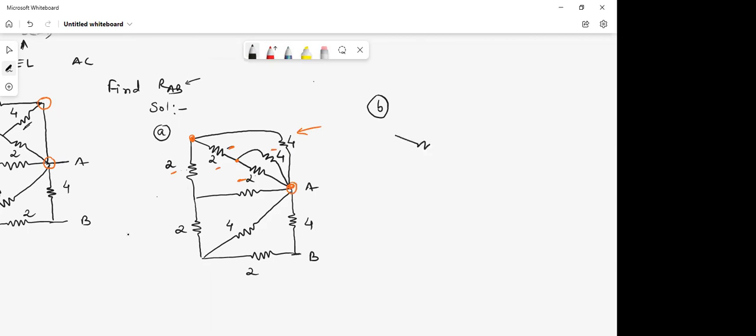See, 4 and 2 are in parallel. Everyone understood? Then this combination will go in series with this 2. And whatever answer comes, that will be in parallel with this 4. Rest all circuit is same.